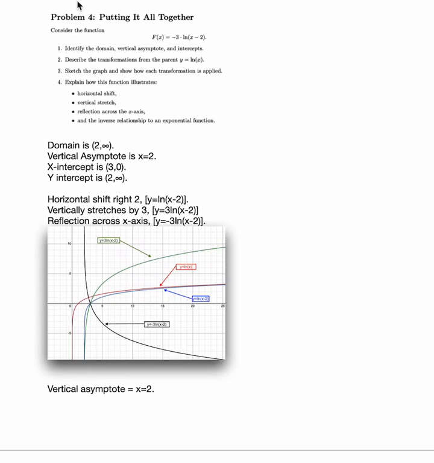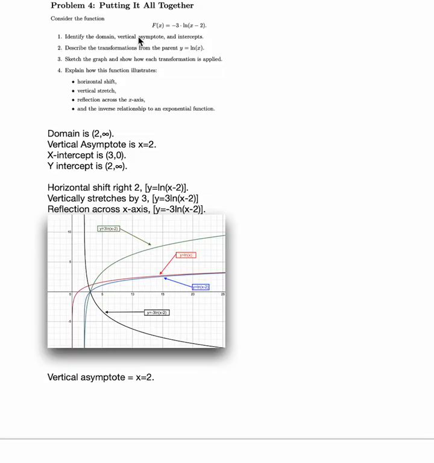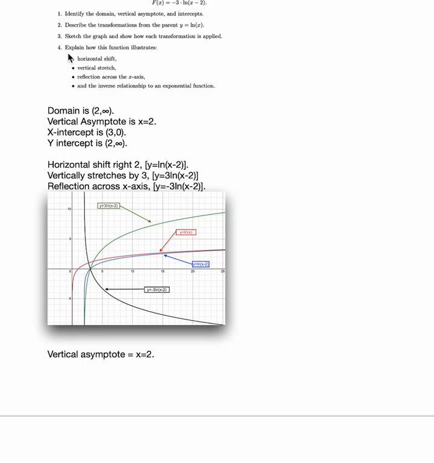Okay, now we're on to the last problem. Problem 4, putting it all together. Consider the function f of x equals negative 3 ln of x minus 2. Identify the domain, vertical asymptote, and intercepts. Describe the transformations from the parent y equals ln x. Sketch the graph and show how each transformation is applied. And explain how this function illustrates horizontal shift, vertical shift, reflection across the x-axis, and the inverse relationship to an exponential function.